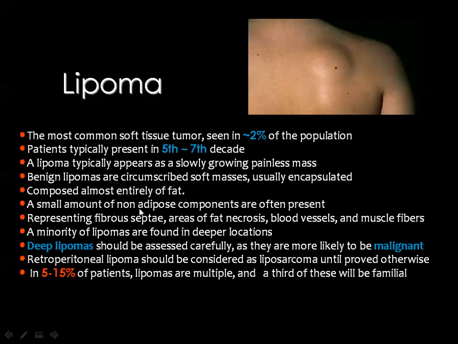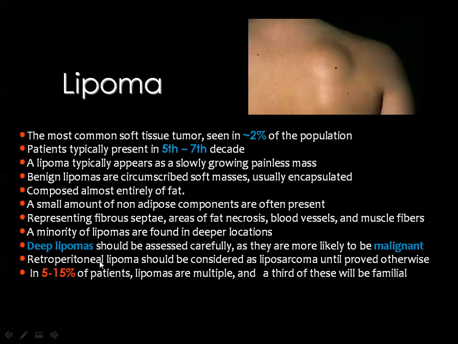Sometimes the big lesions contain a small amount of non-fat component, and this will represent fibrous septations, areas of fat necrosis, blood vessels, and muscle fibers. Then lipomas are usually located superficially. If they are seen deep in the tissues, then they should be evaluated carefully because of the high possibility of being malignant. The superficially located lesions are usually benign. Deeply located lesions may be benign or malignant, and they should be investigated thoroughly.